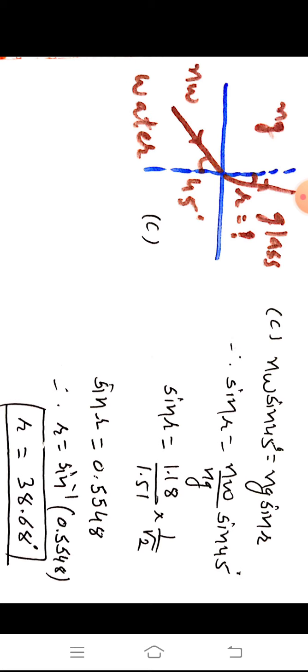Eta w sin 45 is equal to eta g sin r. Just make subject sin r. That's why eta w upon eta g into sin 45. Substitute all values. Refractive index of water हमें मिला है 1.18. Refractive index of glass मिला है 1.51 and sin 45 degree is 1/√2. सभी कैलकुलेशन करो तो मिलेगा 0.5548.